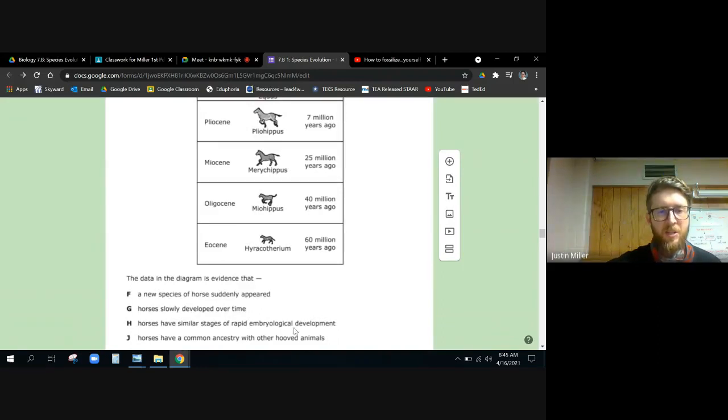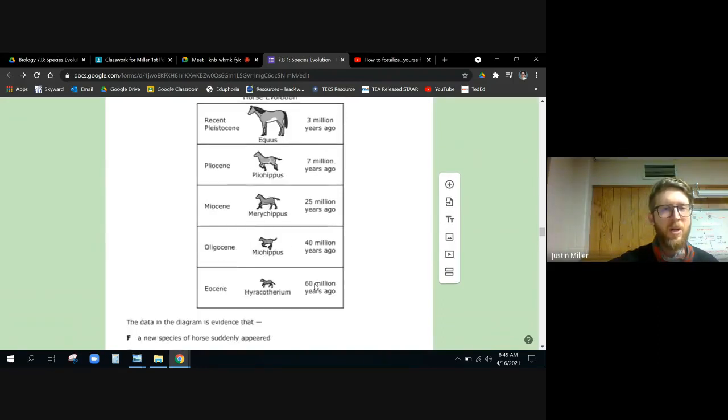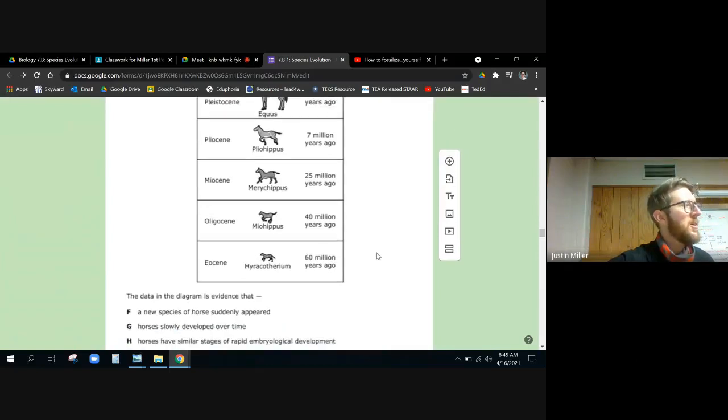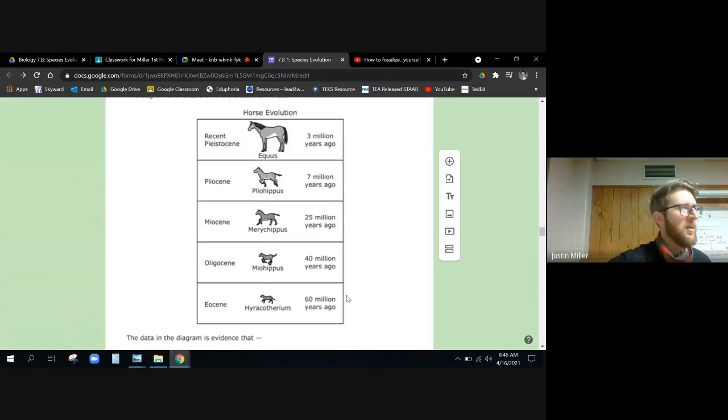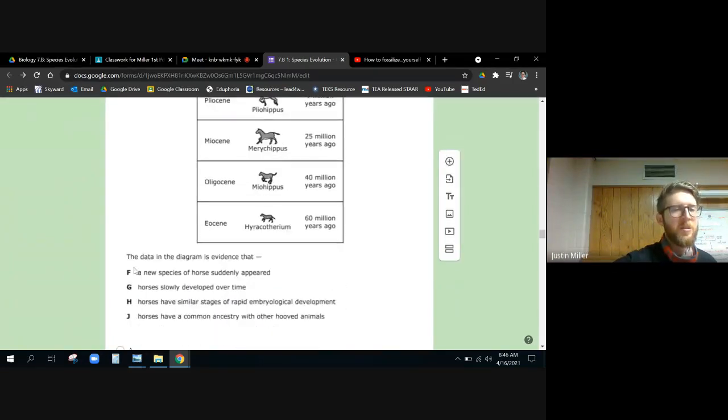Horses have similar stages of rapid embryo development. We don't know what their embryos look like by this picture, so we can't say. That might be a true statement. However, we can't tell that from the picture, so we can't choose that one. Horses have a common ancestry with other hoofed animals. Again, we have no way of comparing horses to other hoofed animals. So the answer to this one is probably G, right?